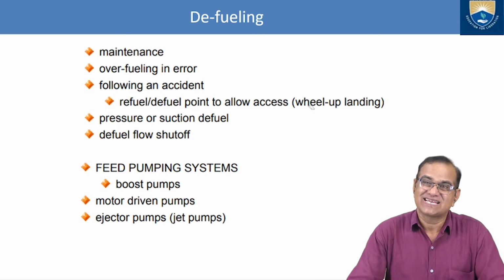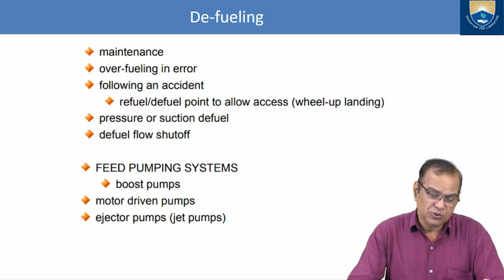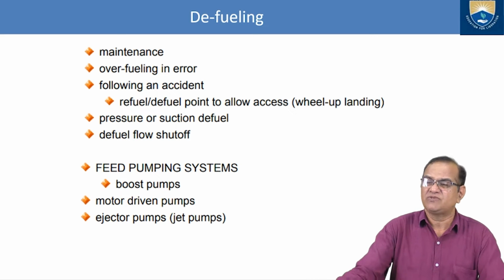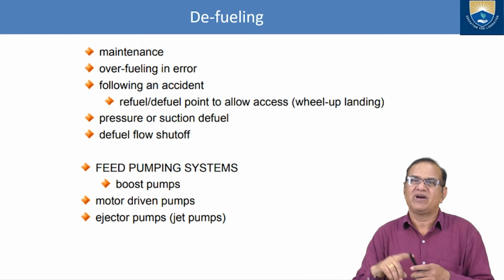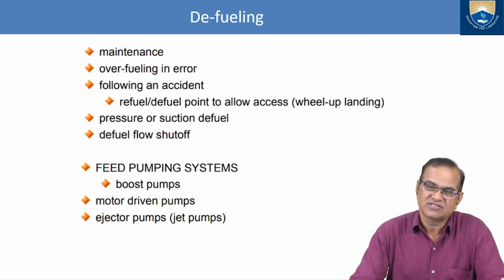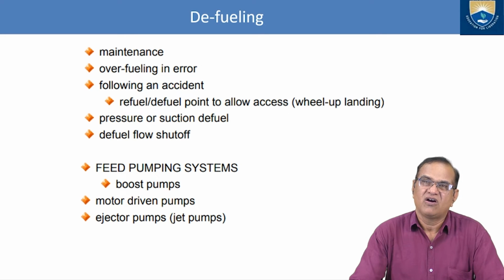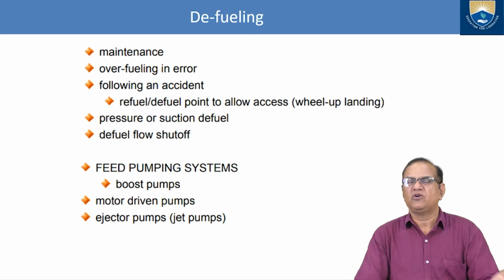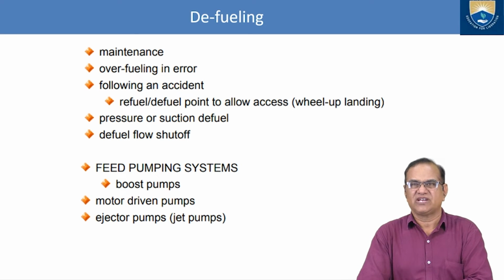Pressure or suction defuel. So there are two types of defueling. One is a pressure defueling from the aircraft itself. There is a pump and it will defuel, or sometimes from outside it will be sucked by some additional device or some defueler on the ground. Defuel flow shut off, we can also do.